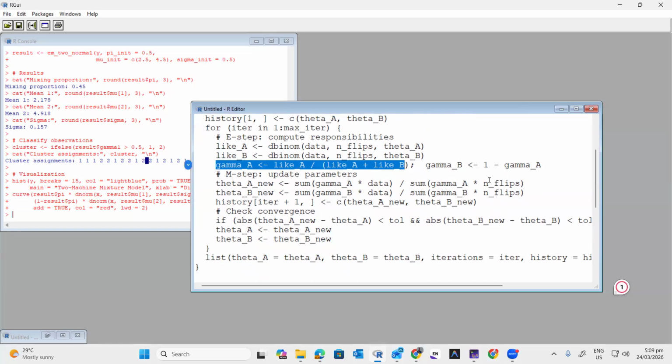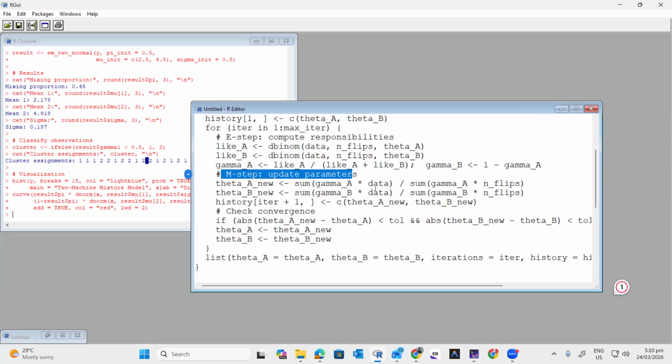And the quantity gamma B, as we have discussed, is basically 1 minus gamma A, because the sum of the two responsibilities is equal to 1. Then in the M step, we are going to define theta A nu, that is the sum of gamma A times data divided by the sum of gamma A times n flips, meaning the total number of flips, and theta B nu is equal to the sum of gamma B times data divided by the sum of gamma B times n flips.